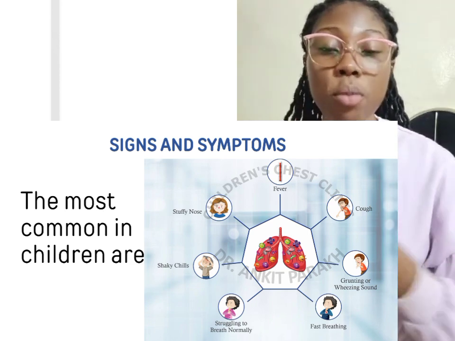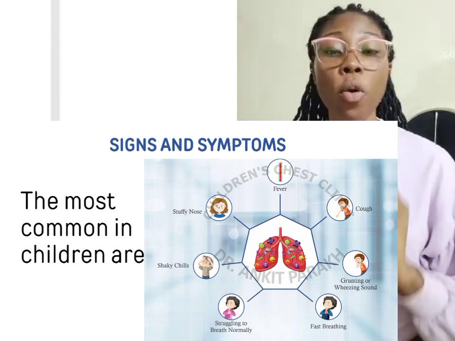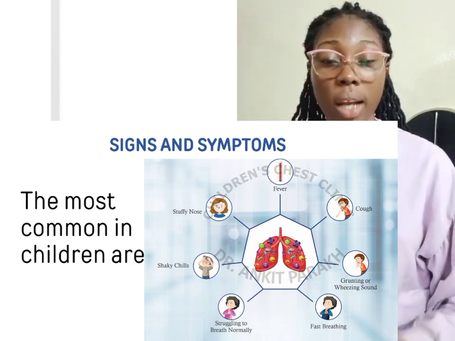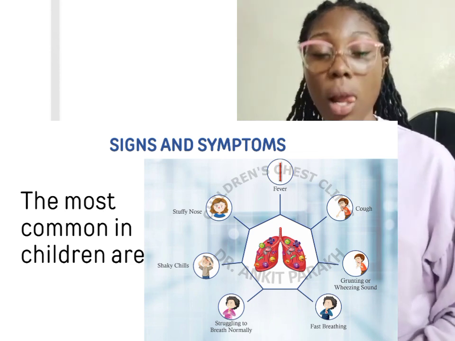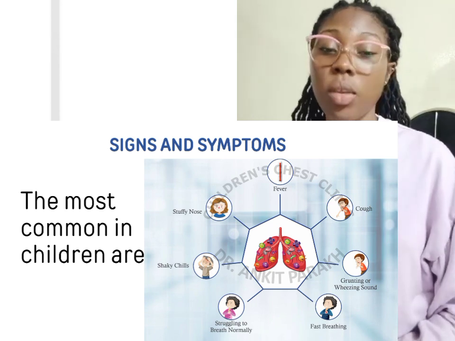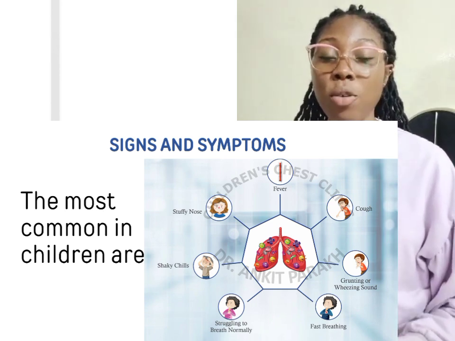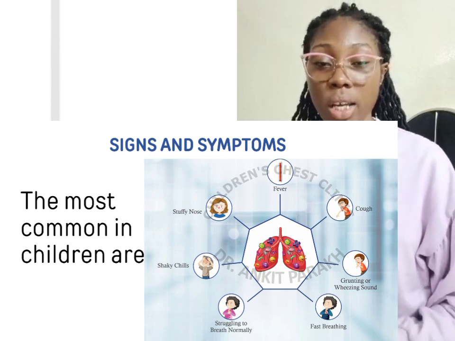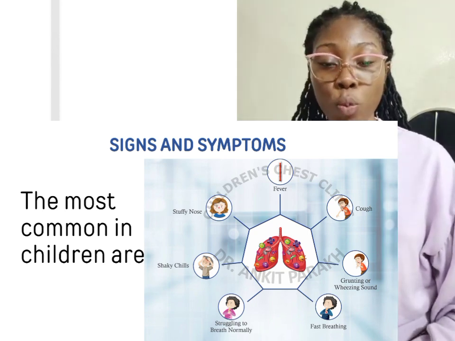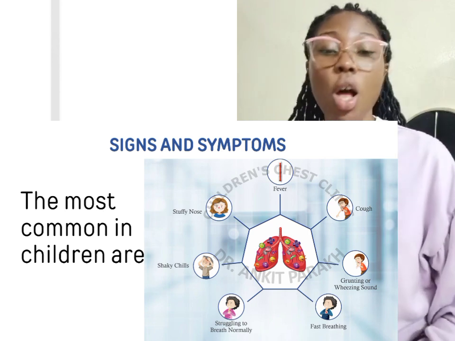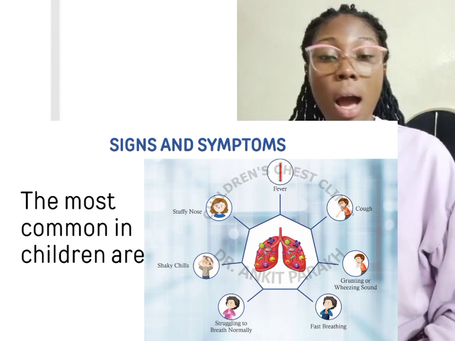Moving to the signs and symptoms of pneumonia. Pneumonia has very common signs and symptoms which can be found in every child, like fever and chills, difficulty in breathing, and wheezing breath sounds. When the child is breathing, you hear some abnormal sounds in the chest. You have also other signs like nausea and vomiting, loss of appetite, and so on.